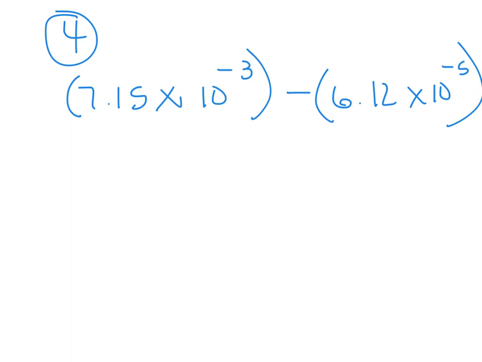7.15 times 10 to the negative third minus 6.12 times 10 to the negative fifth. So again, write your answer in scientific and standard notation, pause the video, complete the problem, and then watch my video to check your work.